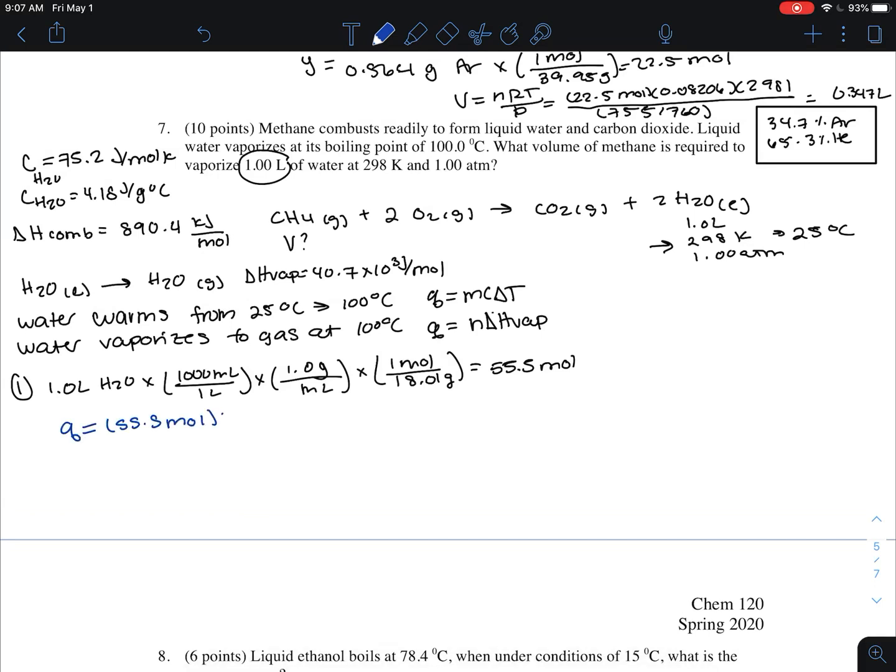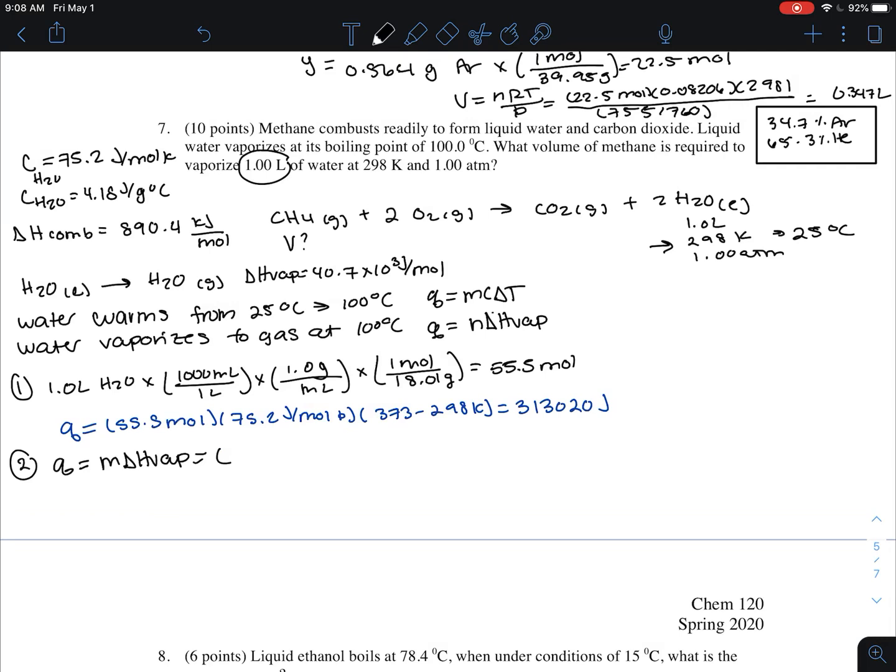So now I can find my Q. Now you can leave it in grams, you can leave it in moles. I'm just showing you the mole way since we usually do grams. So then Q is equal to the moles, 55.5 moles, times 75.2 joules per mole Kelvin, times the temperature difference. So 100 to 25 degrees Celsius, since I'm in Kelvin, that's 373 minus 298 Kelvin. And that equals 313,020 joules. Now my second will be the vaporization.